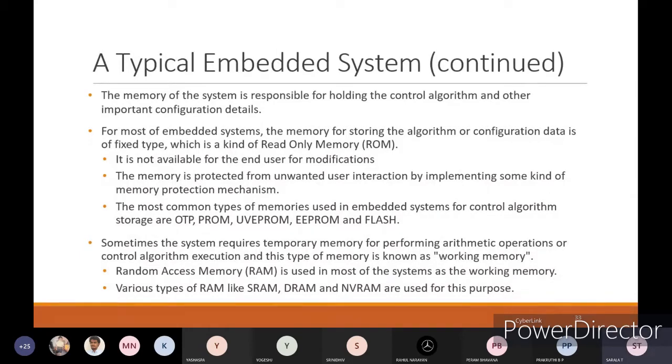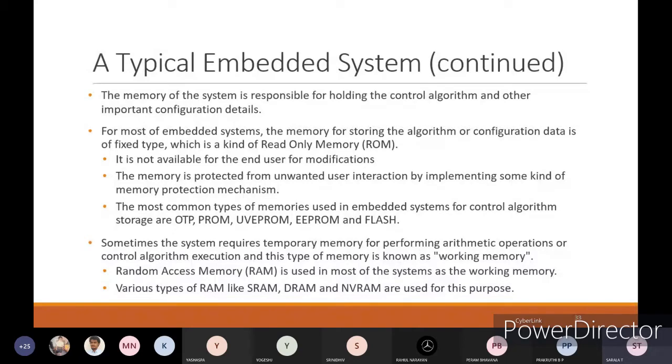Sometimes the system requires temporary memory for performing arithmetic operations or control algorithm execution, and this type of memory is called working memory. Simply, memory can be divided for storage of the code and running of the code. If you are storing the code, it can't be changed once it is installed. If you are running the program, you need a separate memory area to run your programs. That's why you have the RAM, random access memory, called the working memory area.